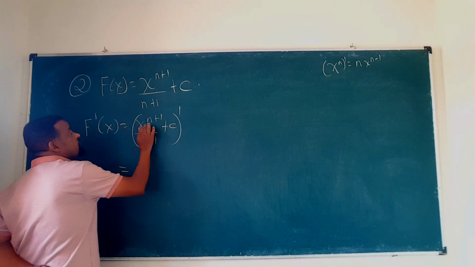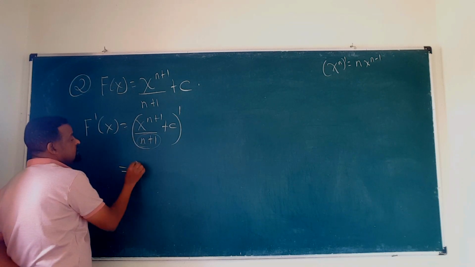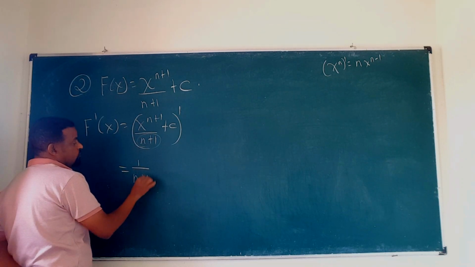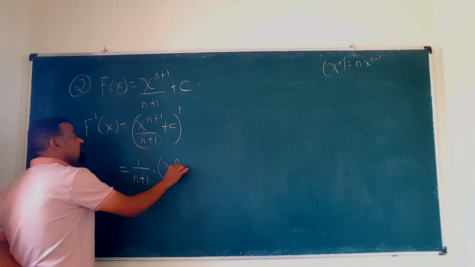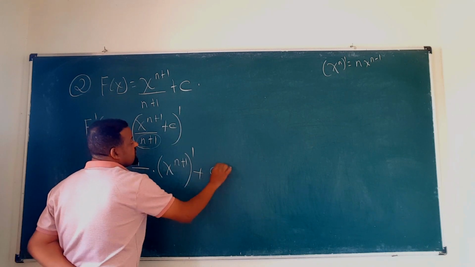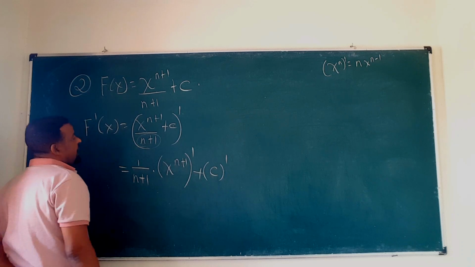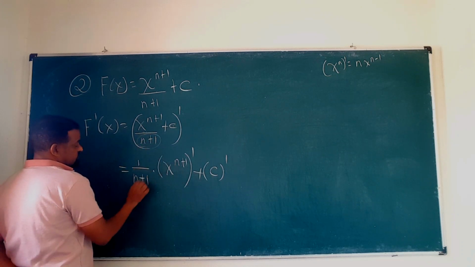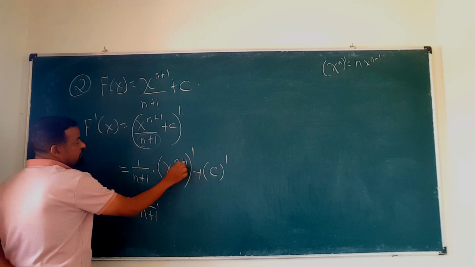So the derivative of this: n plus 1 in the denominator is a constant, so 1 over n plus 1 comes out. Okay, now what remains is the derivative of x to the power of n plus 1, plus the derivative of c. The derivative of the two is the addition rule. So this is 1 over n plus 1 times the derivative of x to the power of n plus 1. This is the power rule.